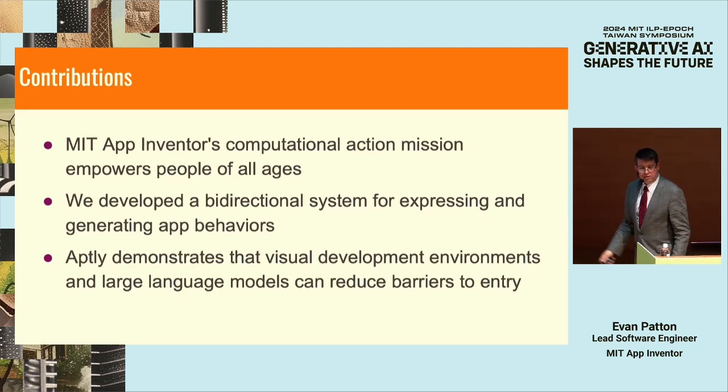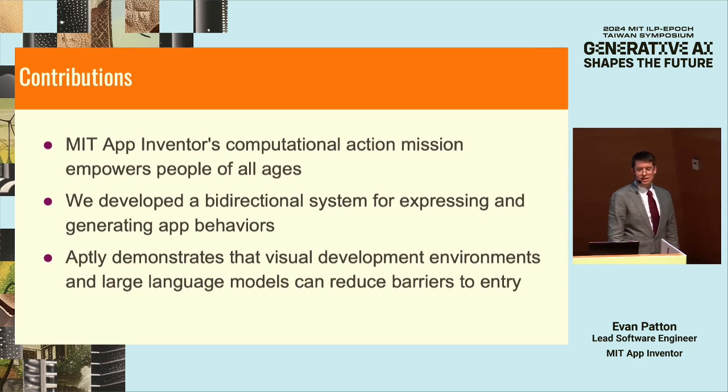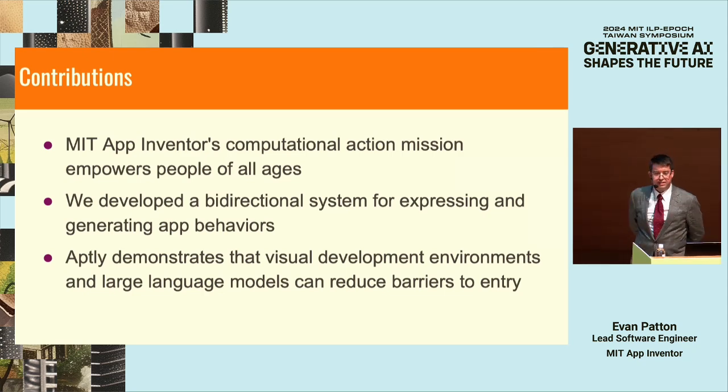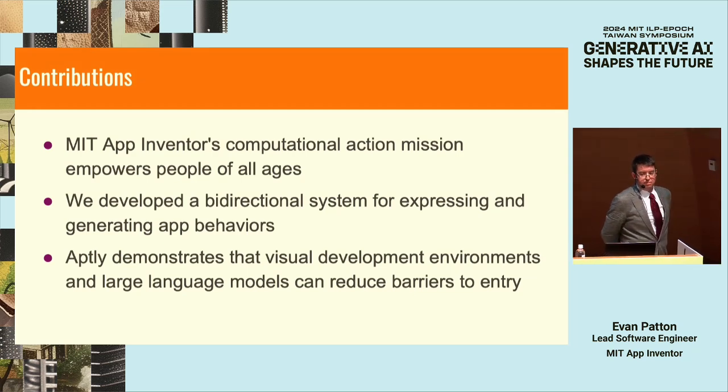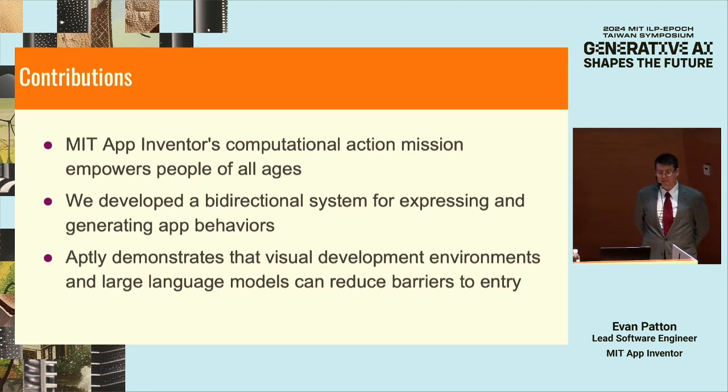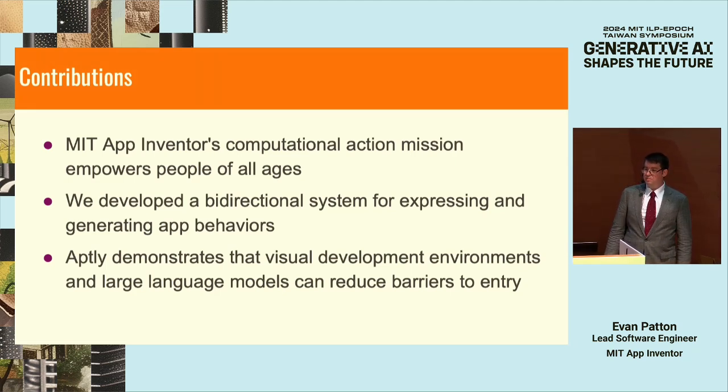And ultimately, here's where we are and here's where we're going. Our computational action mission has empowered people of all ages to make interesting apps to solve real-world problems. We've shown that we can use this bidirectional system to allow large language models to manipulate apps. And then ultimately, we believe that these technologies can be used to lower barriers of entry so that everyone in the world will be able to solve problems through these technologies.